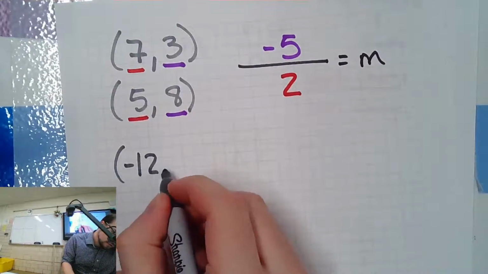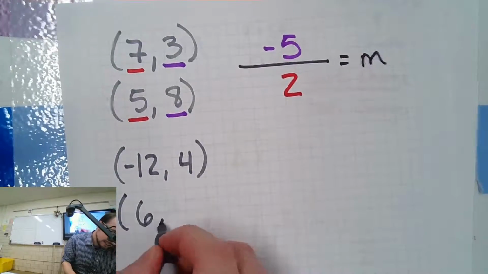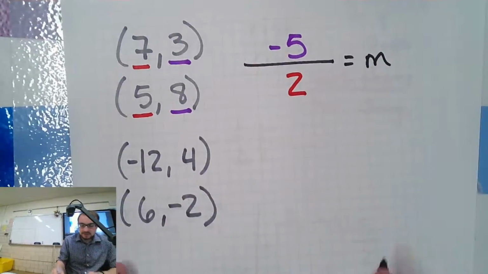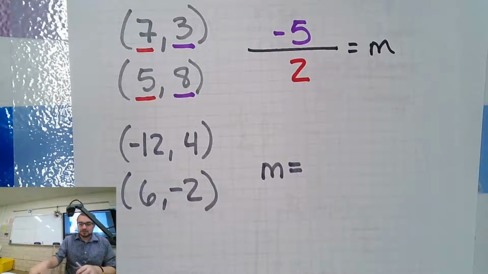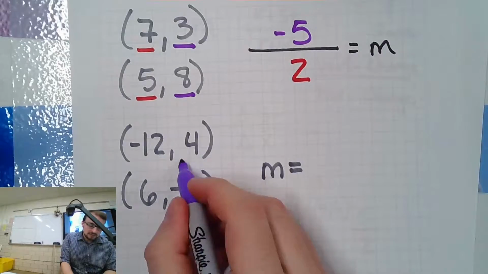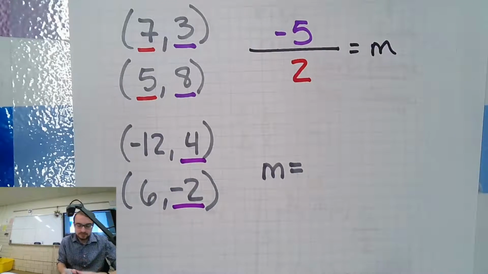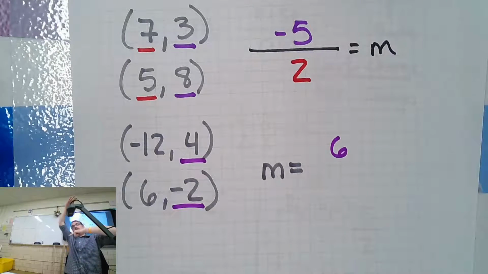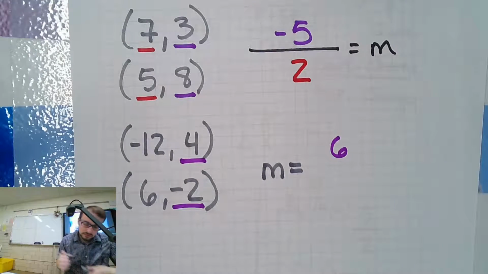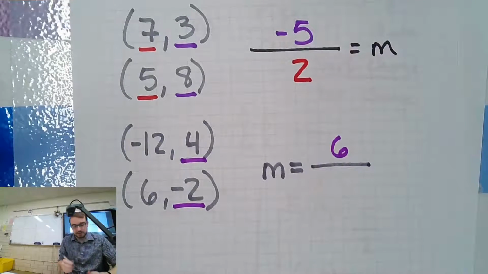Negative 12, 4, 6, negative 2. All right, let's find the slope. All right, so the change in y, I always start with the second one. So negative 2 going to 4. How much did we change? By 6, right? Negative 2, you add 2 to get to 0 and 4 more to get to 4. Or 4 more to get to 6, I should say. So we get 6 in total.